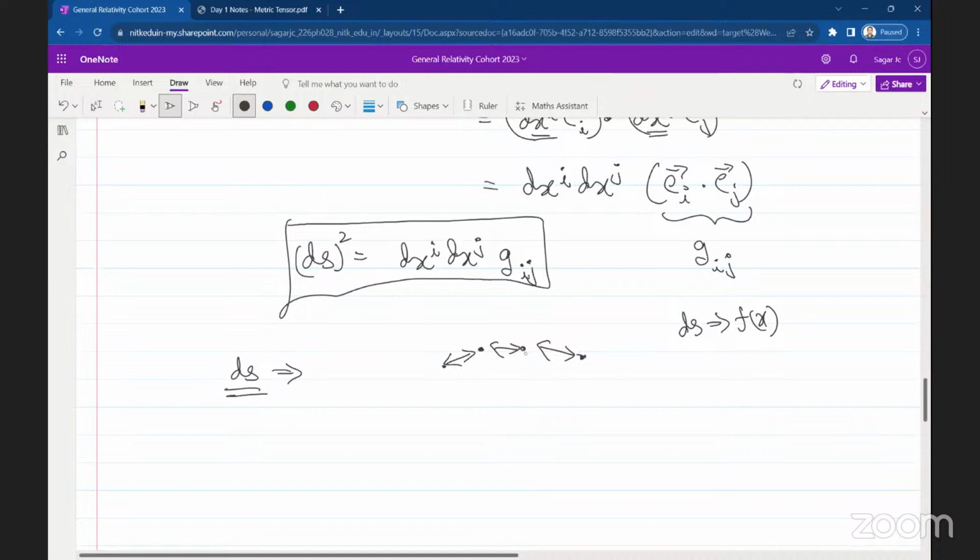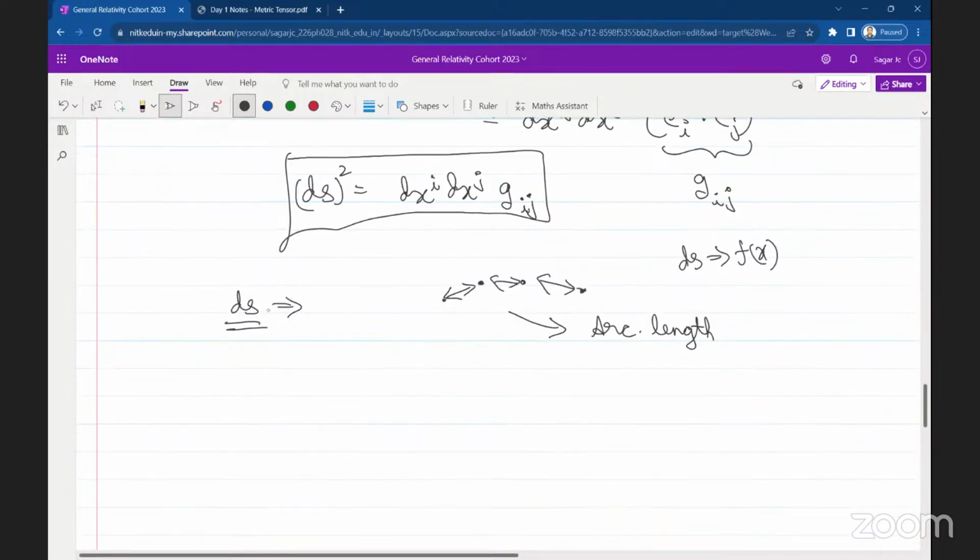If you know this quantity, you can find out the arc length between any two points in a curved space. It is also used to find the area under a curve, or the surface area. So in every other property you will encounter this ds. If you know ds, you can find out so many properties of that curved surface.